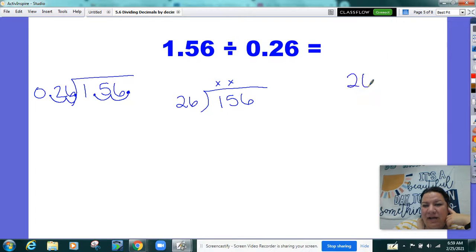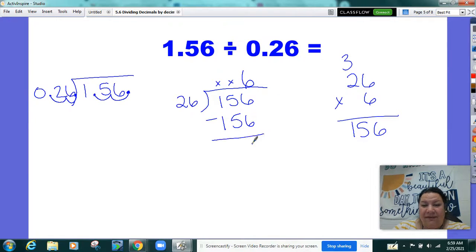So I'm going to double check on the side over here. 6 times 6 is 36. 6 times 2 is 12. 13, 14, 15. Well, look at that. So 6 times is 156. And we subtract, we have no remainder and no extra numbers. So our answer is just 6.